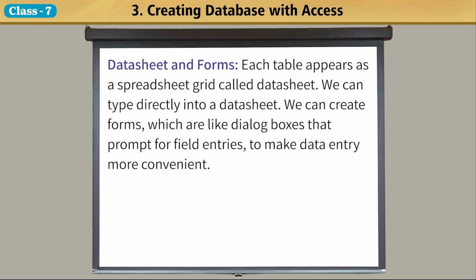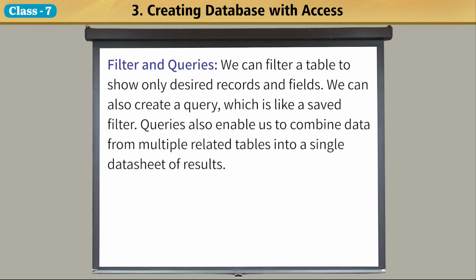Datasheet and forms. Each table appears as a spreadsheet grid called a datasheet. We can type directly into a datasheet. We can create forms, which are like dialog boxes that prompt for field entries to make data entry more convenient. Filters and queries. We can filter a table to show only desired records and fields. We can also create a query, which is like a saved filter. Queries also enable us to combine data from multiple related tables into a single datasheet of results.